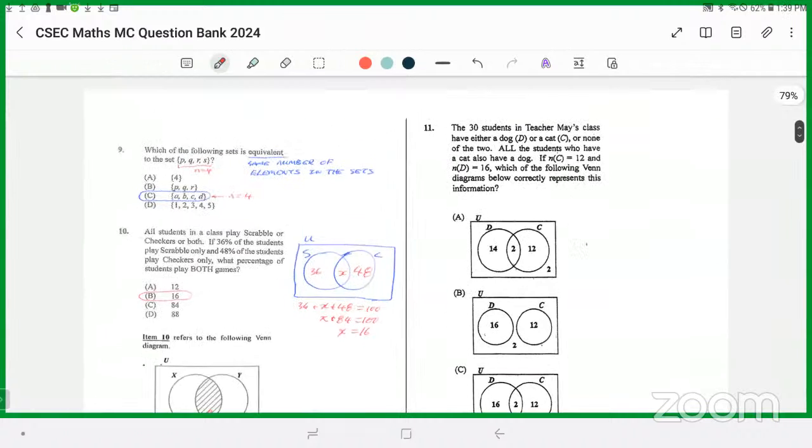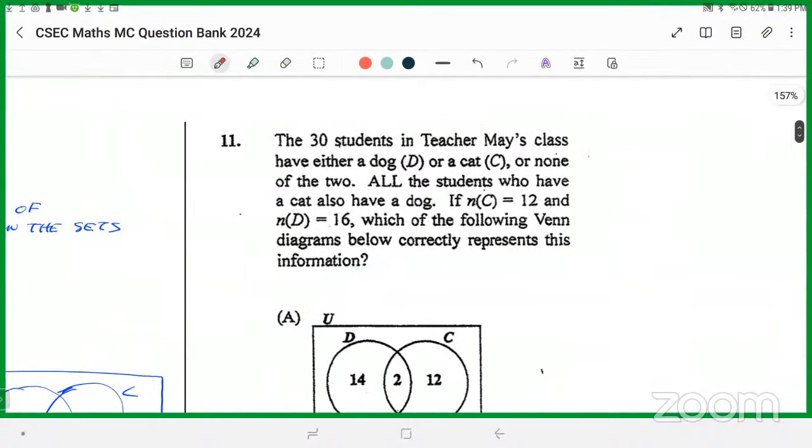All right, so this question says there are 30 students in Teacher May's class who have either a dog or a cat or none of the two. It says all the students who have a cat also have a dog. That's a subset situation, you know. All people who have a cat also have a dog, but not everybody who has a dog has a cat. So you know you have a subset situation, right?